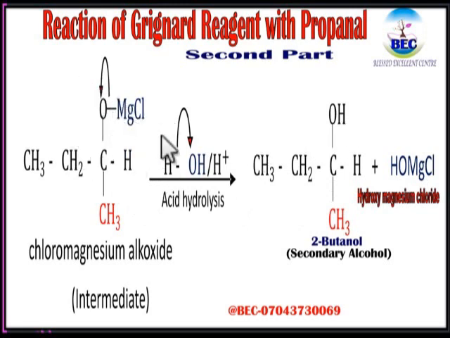Apart from that, every other component is repeated. This CH3, CH2, and C is repeated here. The CH3 in red is also repeated, and we call this 2-butanol. It's actually a secondary alcohol because the carbon bearing OH is bonded to two alkyl groups. CH3, CH2 is an alkyl group. CH3 is also an alkyl group. So there are two alkyl groups attached to this carbon. Hence, this is a secondary alcohol. And that is how propanal reacts with Grignard reagent.